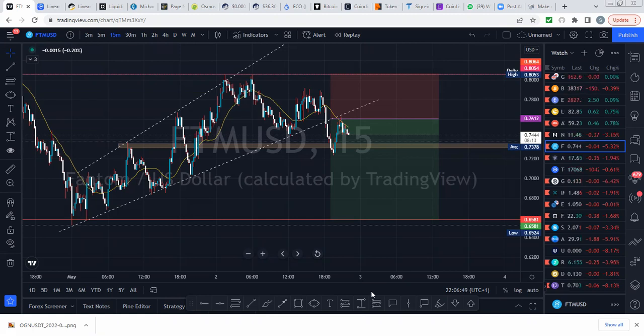Then number 5. Know your risk tolerance. So you have to know the amount of risk that you are willing to take. Know your risk tolerance.